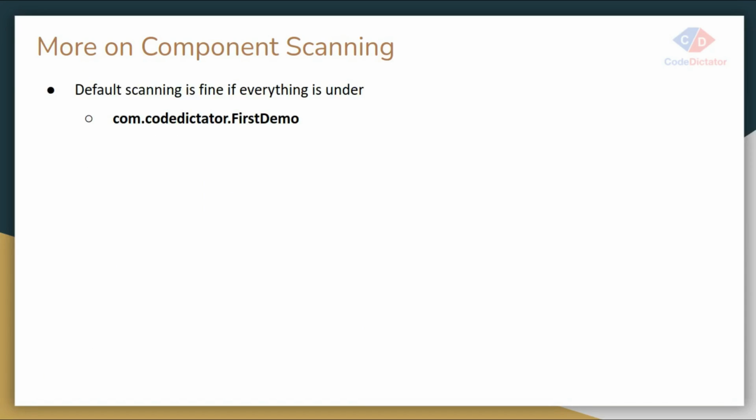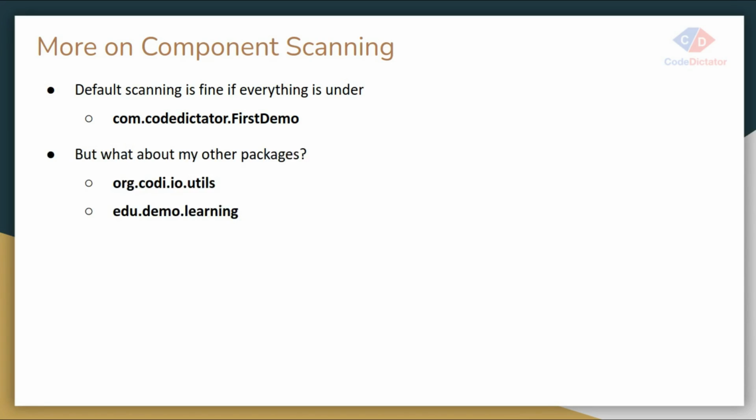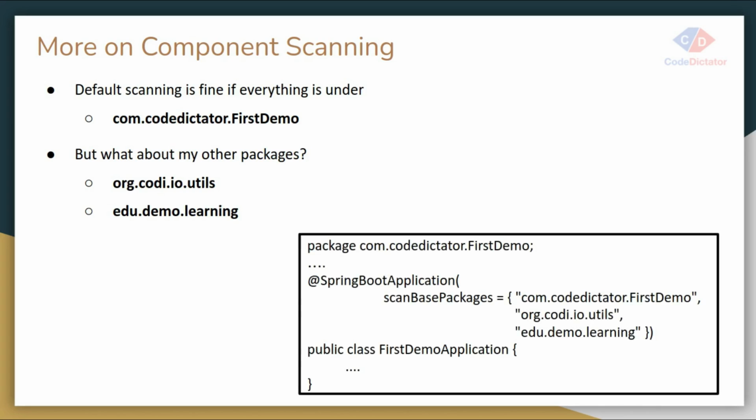But what if I don't have any root package or I'm not following the same standard? If you see, I have some extra packages that are not in the same package structure that I followed, like com.codedictator.firstdemo, and the other packages like org.kodi.io.utils and edu.demo.learning. So how do we add these packages to the component scanning? So here is the code.